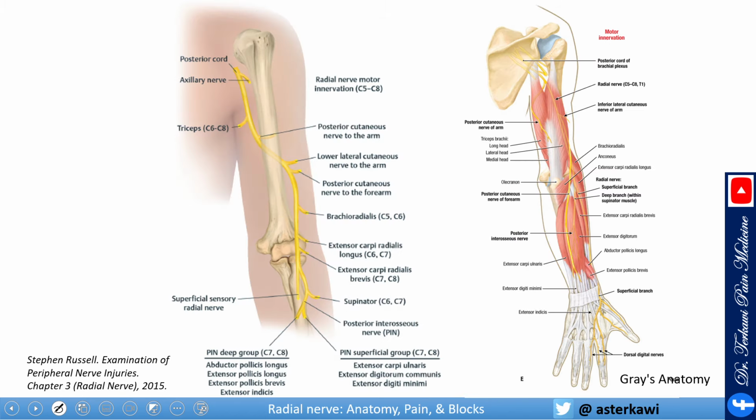So let's talk about the branches of the radial nerve. It's very important. Just to start from the top, the posterior cord gives you the axillary nerve, then the radial nerve here. It starts to branch off. The first branch is to the triceps. Then you see the posterior cutaneous nerve, then the lateral cutaneous nerve, the posterior cutaneous nerve of the forearm, then brachioradialis, then extensor carpi radialis longus and brevis, supinator, and then you get the superficial and deep, and the deep continues as the posterior interosseous.